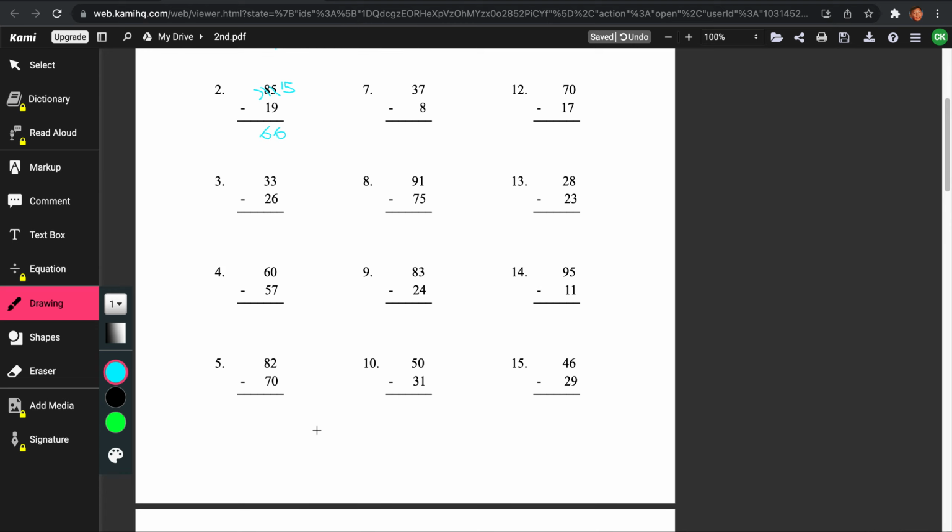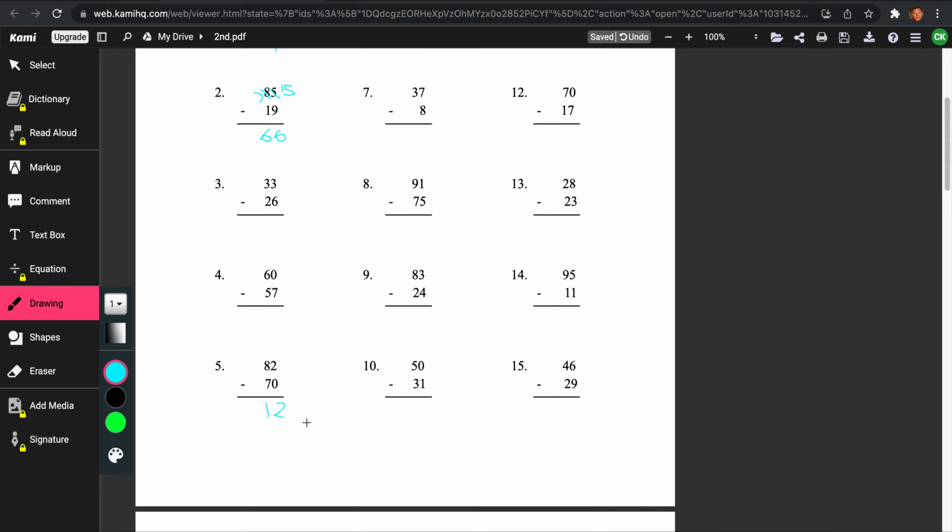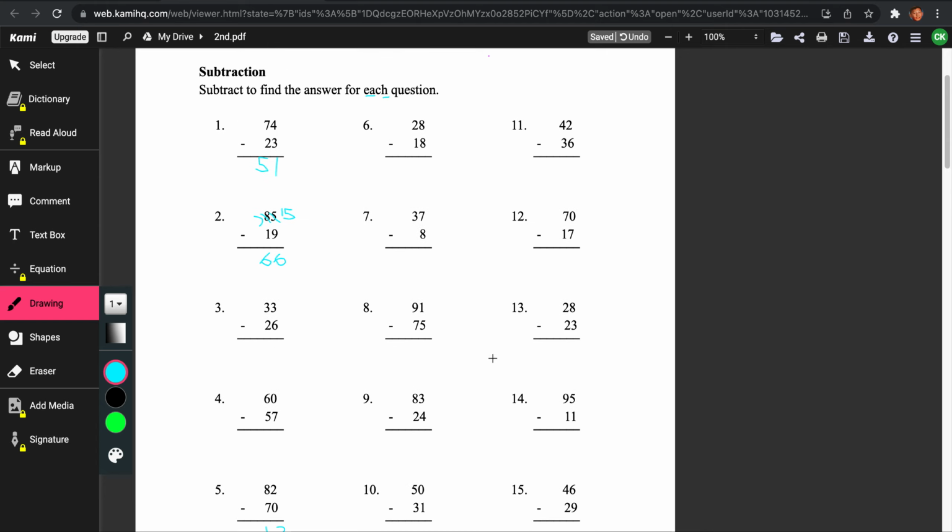Okay, let's take a look at number 5. 82 minus 70. So we'll look at the ones again. 2 minus 0, that's 2. 8 minus 7, that's 1. So your answer would be 12 for number 5. Let's try number 8. 91 minus 75. Again, 1 minus 5, that's not possible. Carrying it, the 9 is going to turn to 8. Adding 10, that's 11. 11 minus 5 is 6, and 8 minus 7, that's 1. So our answer would be 16.